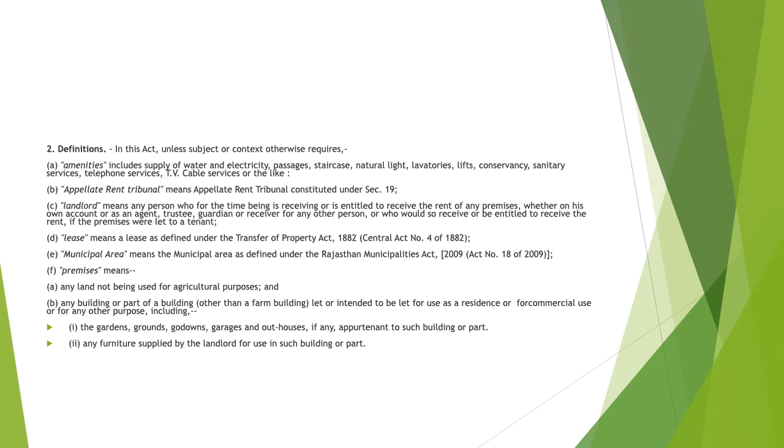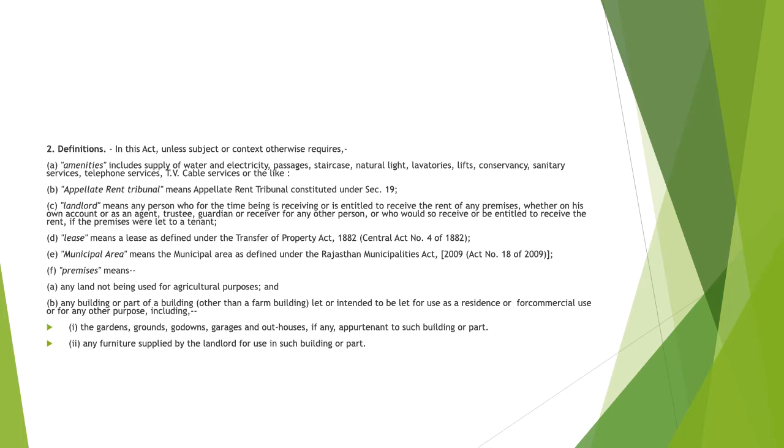So definitions. So first definition is amenities. Amenities includes the supply of water and the supply of electricity, passages, staircase, natural light, lavatories, lifts, conservancy, sanitary services, telephone services, TV, cable services or the like. Then is the appellate rent tribunal. So this means the appellate rent tribunal constituted under section 19.